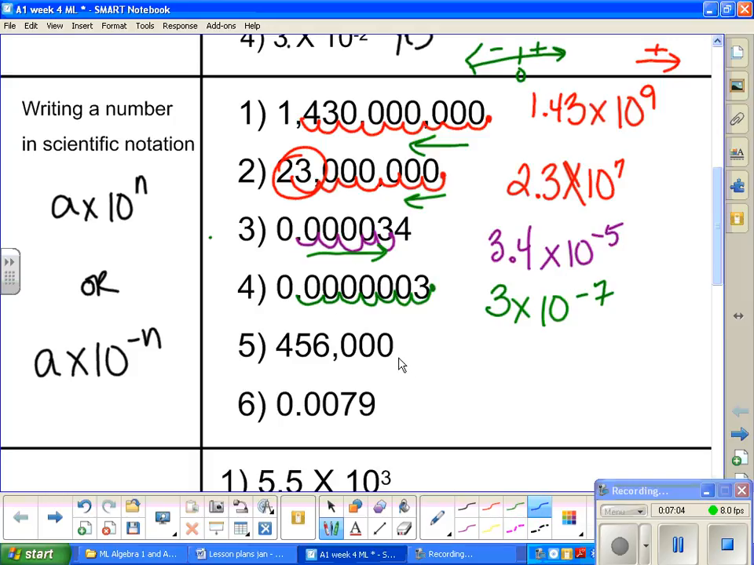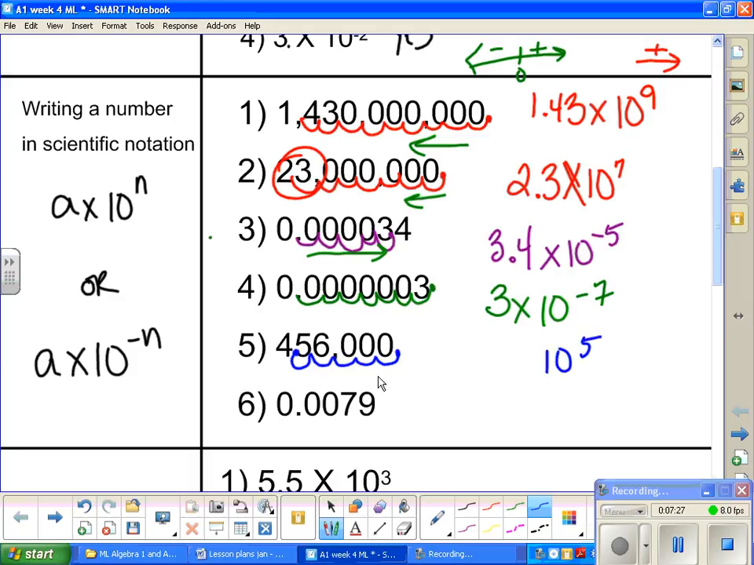I don't have a decimal, it's here. So I move it 1, 2, 3, 4. If I stop between the 5 and the 6, no. I have to continue on so that my decimal is behind only one digit. So I have 1, 2, 3, 4, 5.